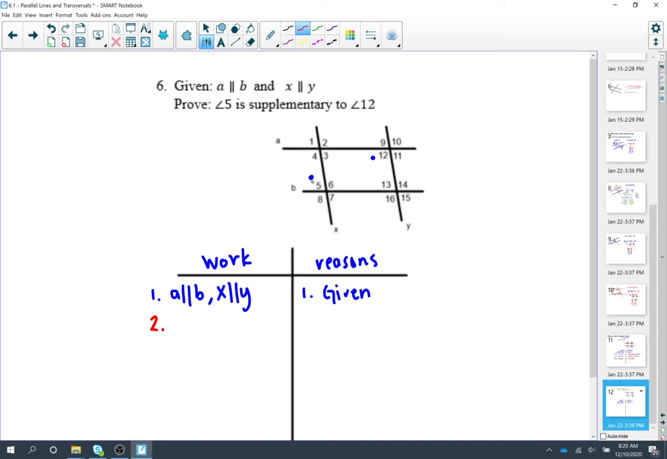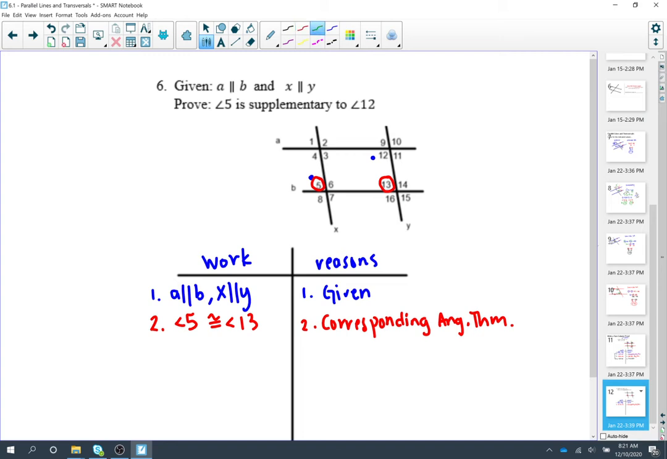I'm going to start with number 5 and I'm going to say angle 5. Now I know we're trying to get to supplementary, but before I go there, I'm just going to try to get 5 related to somebody over here. And I know that 5 and 13 have a relationship because they're corresponding. So in step 2, I'm going to use the corresponding angle theorem. And I know that corresponding angles are congruent. So angle 5 is the same thing as angle 13.